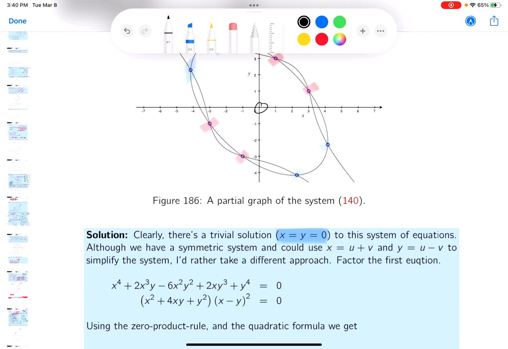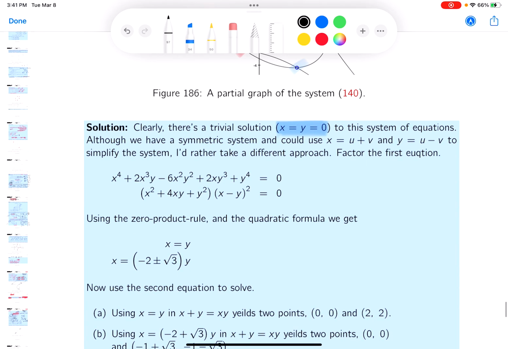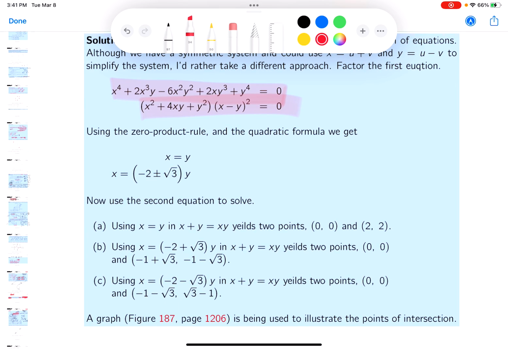All right? So let me see if there's anything else I want to say about that. Clearly there's a trivial solution to this equation. Although we have a switch system, we could have used some other system, or rather take a different approach. Okay, so I did take a different approach, and I want to point out where this is right over here. Zero product rule. Yeah, I guess I did something pretty crazy there, didn't I?